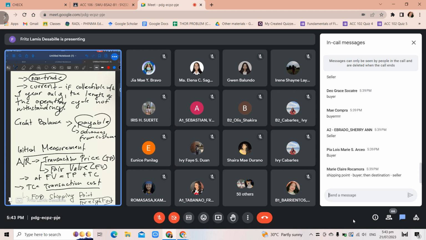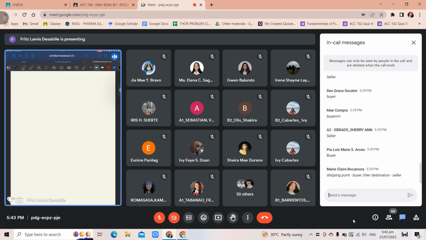Sige, later na lang. So let's go over first with subsequent measurement, before we discuss other items relevant to the measurement of AR. So let's go first to the concept of subsequent measurement.